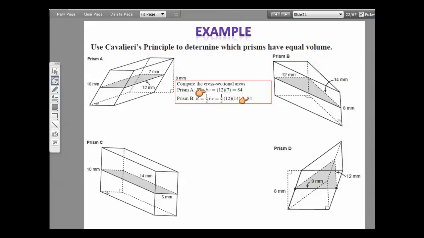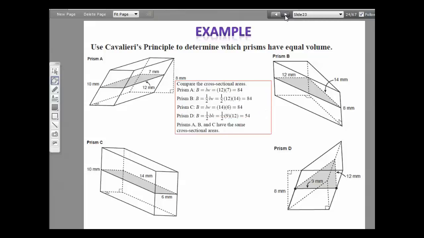And notice how they're using the formulas that are respective to the shapes. You've got length times width for this parallelogram. You've got half the length times width of this triangle. And now we're probably going to use length and width for prism C, and then half the length and width for prism D. Oh look, prism C's is also 84. And prism D is going to be 54.